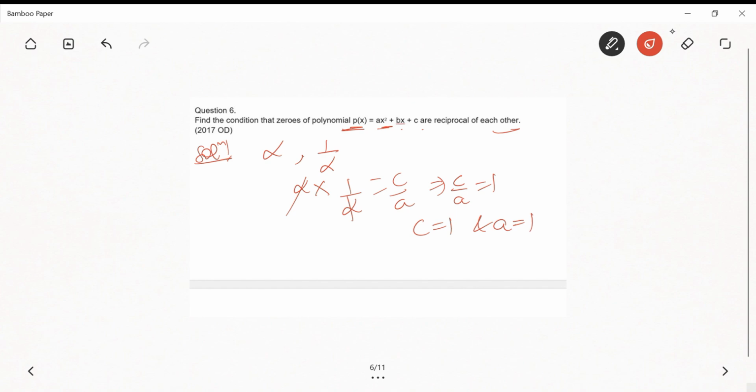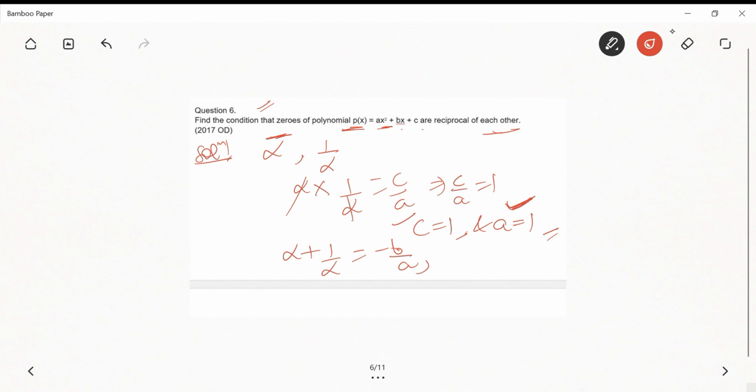Okay, now we will do the summation of it. The sum alpha plus 1 by alpha should be equal to minus b by a. Correct? And from this we have to find the condition. So the first condition is that when one zero is the reciprocal of the other, c is 1 and the coefficient of x square is 1. Okay, the constant is 1 and the coefficient of x square is 1. This is the first condition.